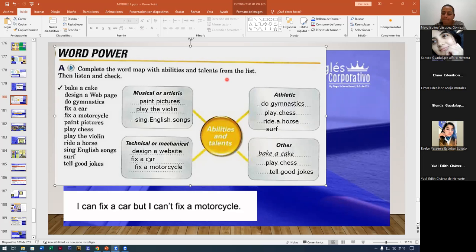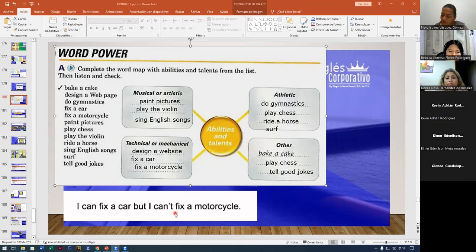Glenda? No. Elmer? Elmer Edenilson. Judy. Hello, miss. Hello, Judith. Can you give us another example, please? Un ejemplo con los que hemos categorizado. Correct, with this one. You can say like an affirmative and a negative. I can fix a car, but I can't. Okay.